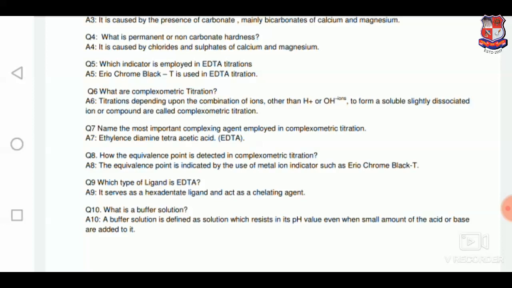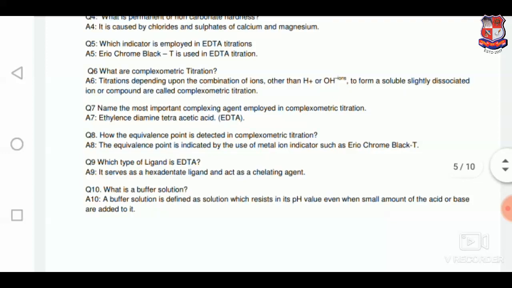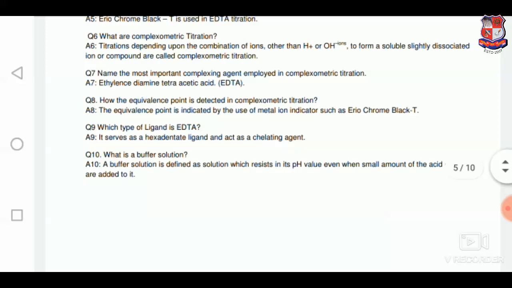What are complexometric titrations? Titrations depending on the combination of ions other than H+ and OH- ions to form a soluble, slightly dissociated ion or compound are called complexometric titrations. Name the most important complexing agent employed in complexometric titration. That is ethylene diamine tetraacetic acid. How is the equivalence point detected in complexometric titration? The equivalence point is indicated by the use of a metal ion indicator such as Eriochrome Black T.